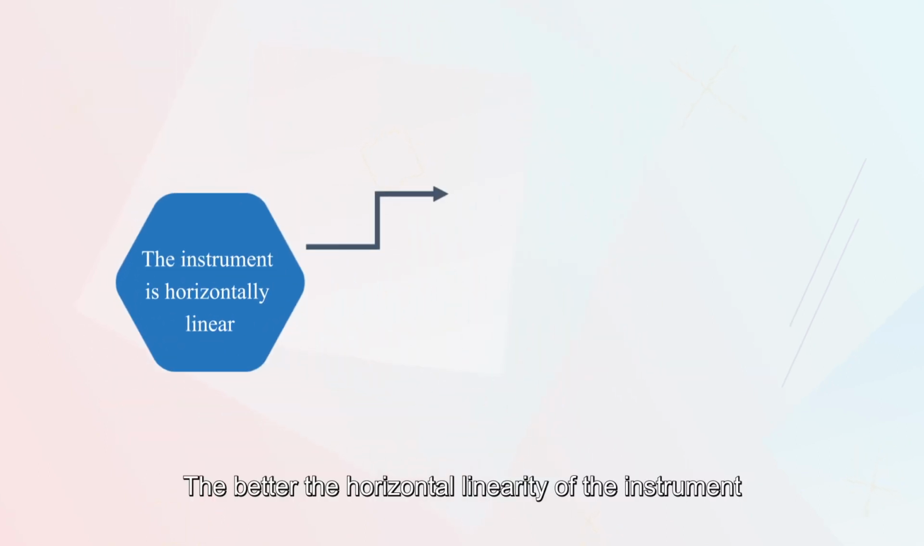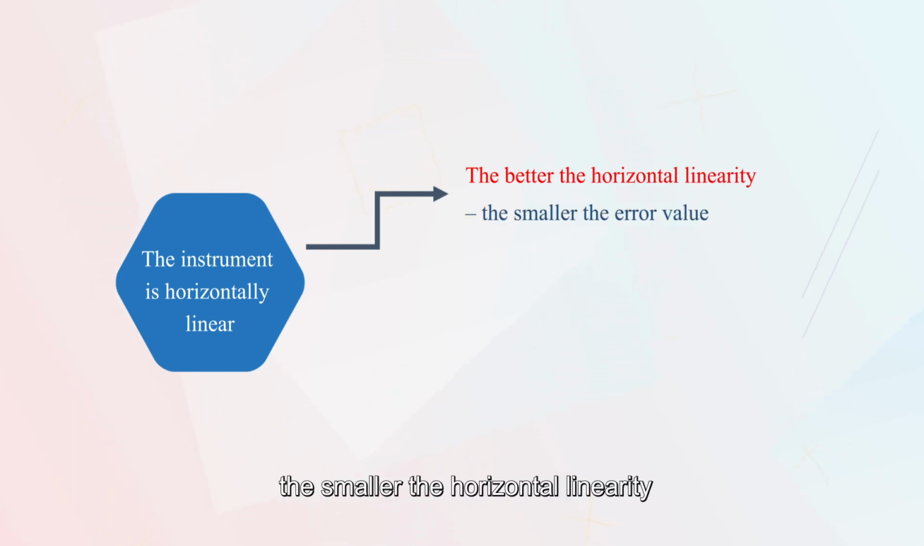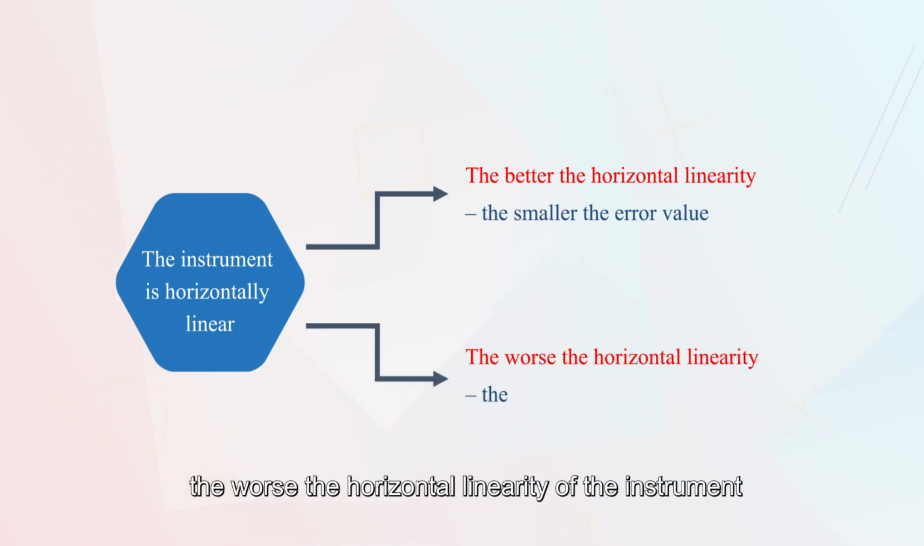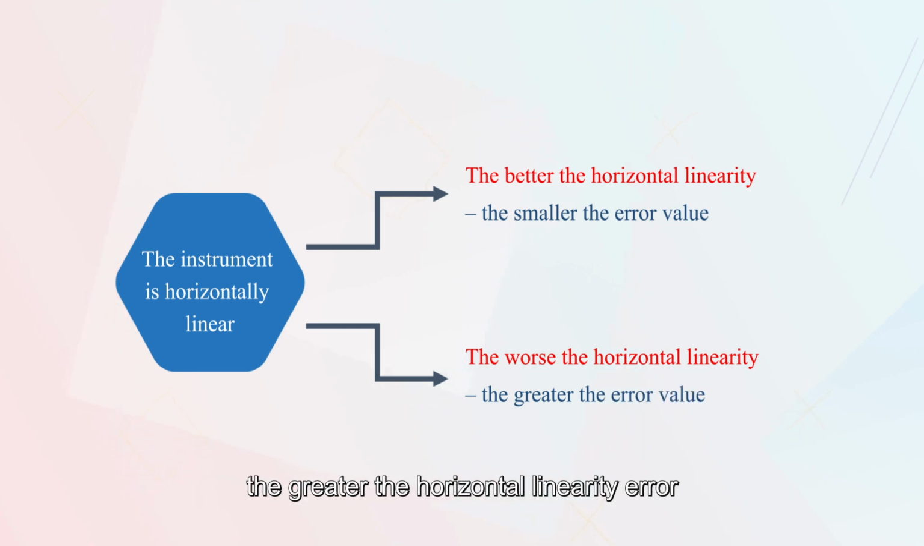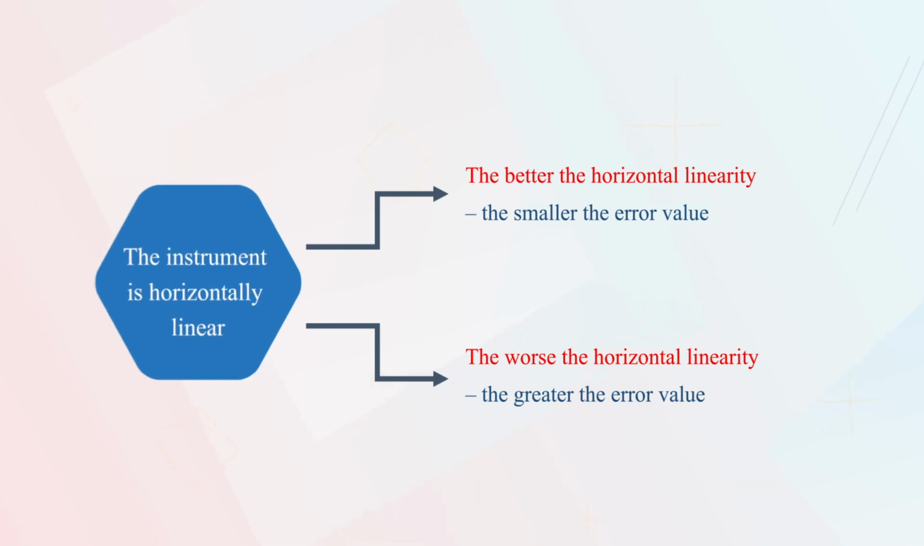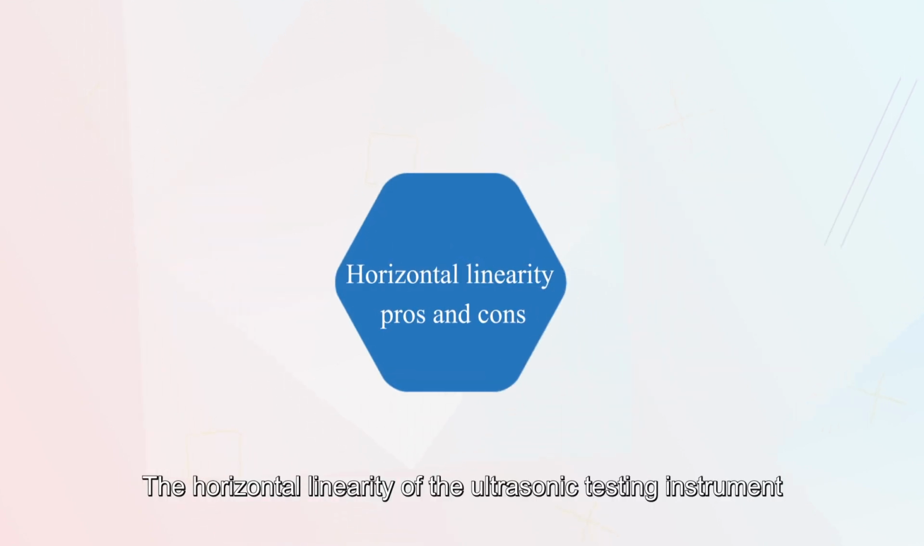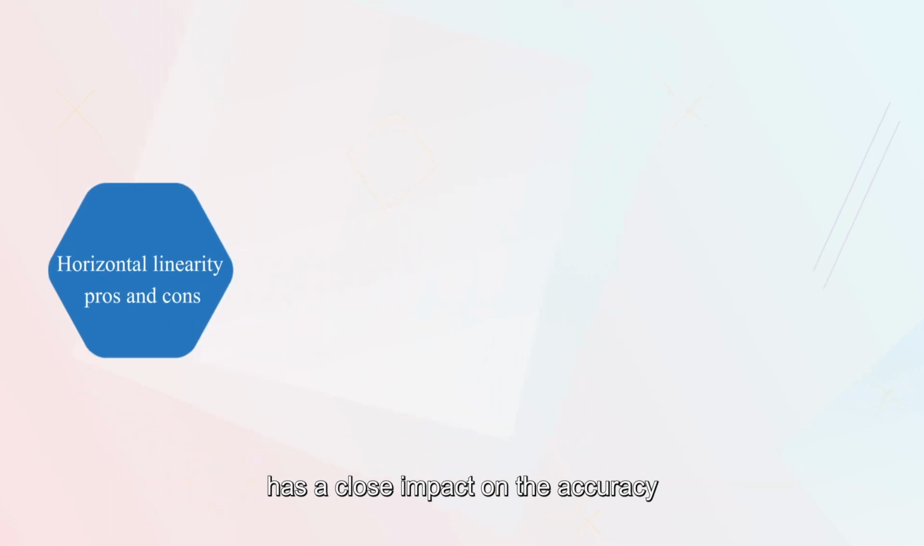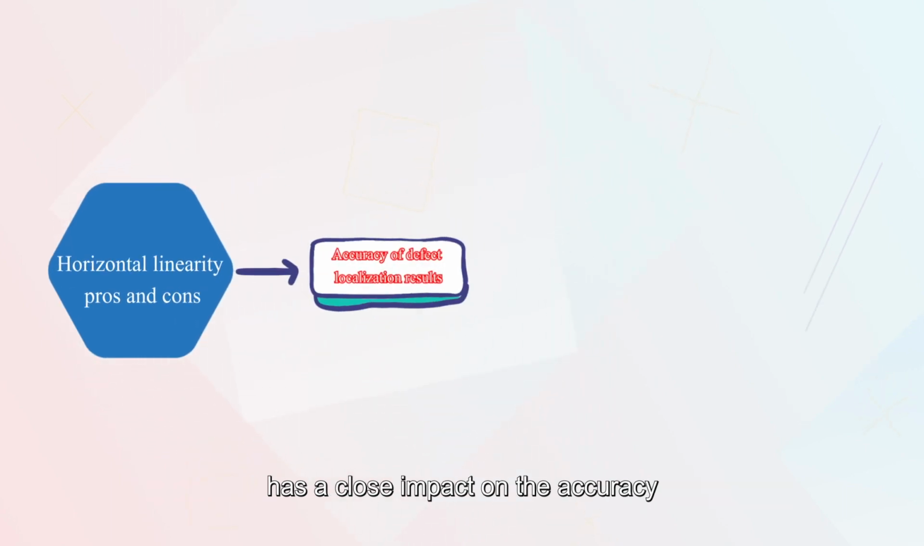The better the horizontal linearity of the instrument, the smaller the horizontal linearity error value measured and calculated. On the contrary, the worse the horizontal linearity of the instrument, the greater the horizontal linearity error value measured and calculated. The horizontal linearity of the ultrasonic testing instrument has a close impact on the accuracy of the defect positioning results of the workpiece to be tested.